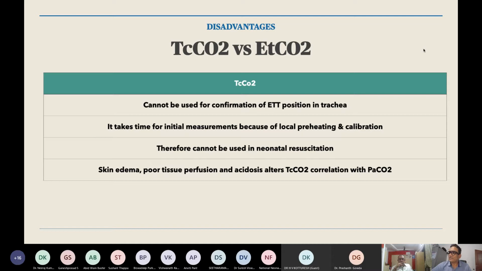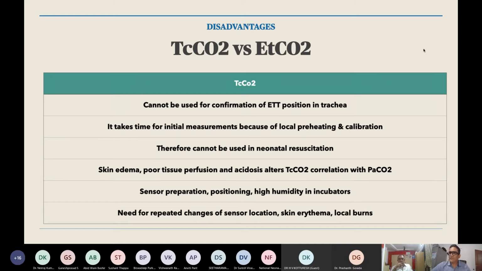There may be some alteration, but again, it's a trend which is more important than the single value. And the sensor preparation, positioning, and all those things have to be taken care of before interpreting it carefully. And high humidity in the incubators may interfere with the readings. Another practical disadvantage is the sensor needs to be repeatedly changed to prevent skin erythema and burns. But the modern day sensors use less heat than the olden day sensors, and the problems with erythema and skin burns are not that significant, right?